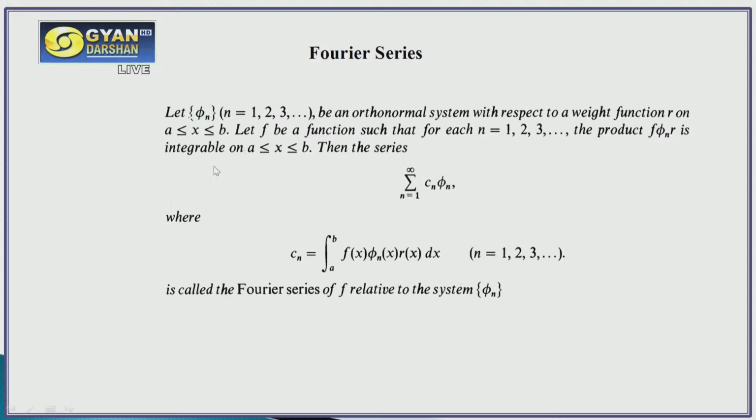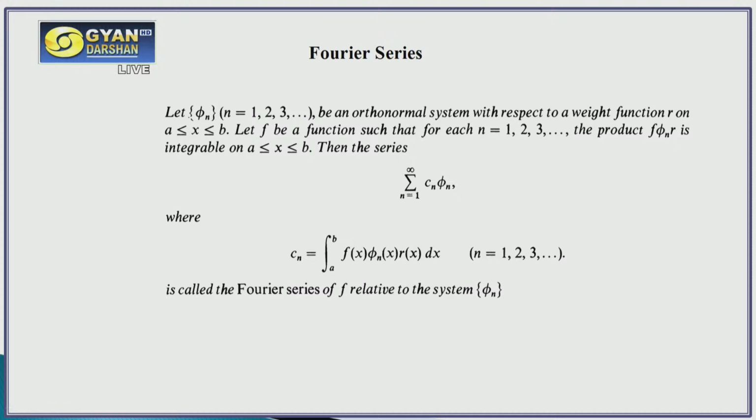So next we see the definition of Fourier series. Whatever we have seen in the last theorem, let this be an orthonormal system with respect to a weight function r in this interval, and let f be a function such that the product is integrable. See, this should be integrable, so that's why we need all those good properties of the function. Here they didn't write all these good properties of the function; they have directly written that this is integrable, and that's enough. So the function f should be such that this is integrable.